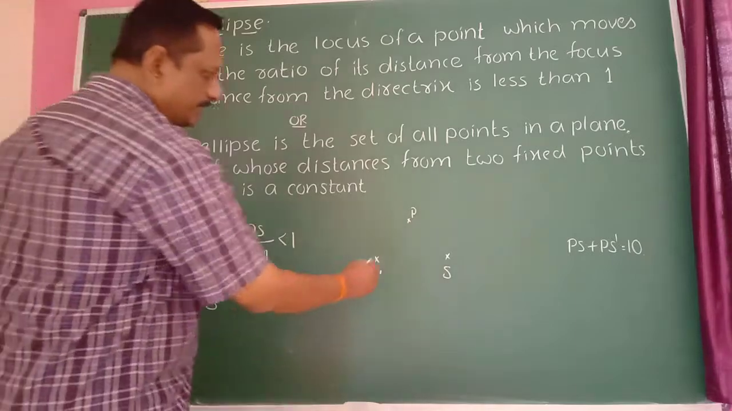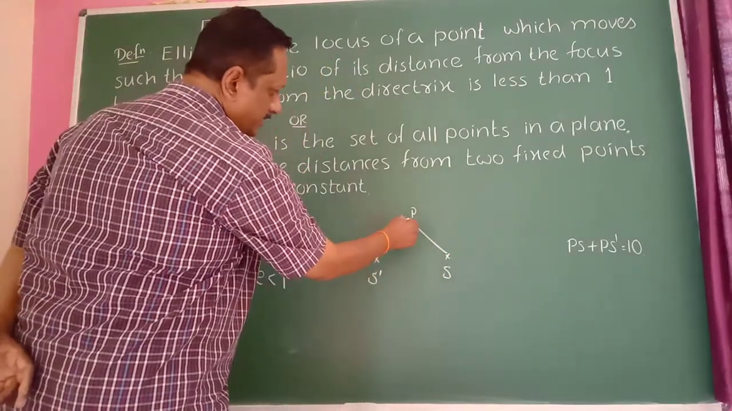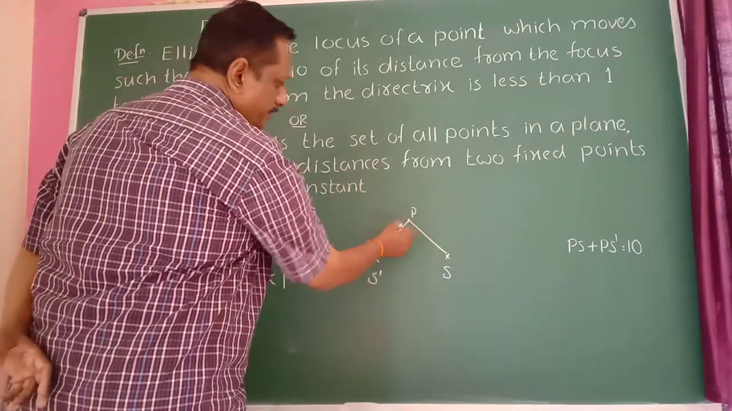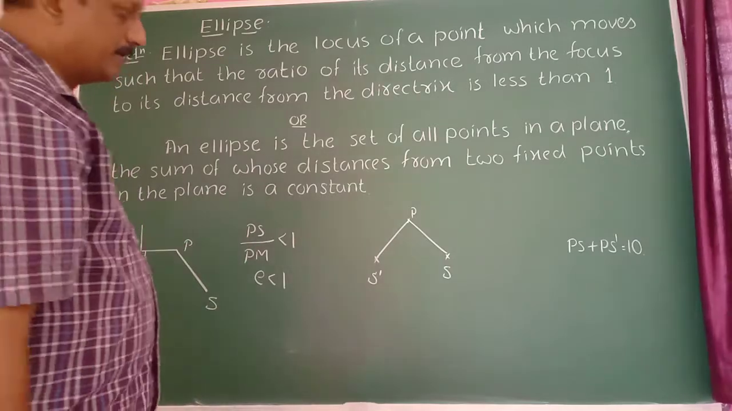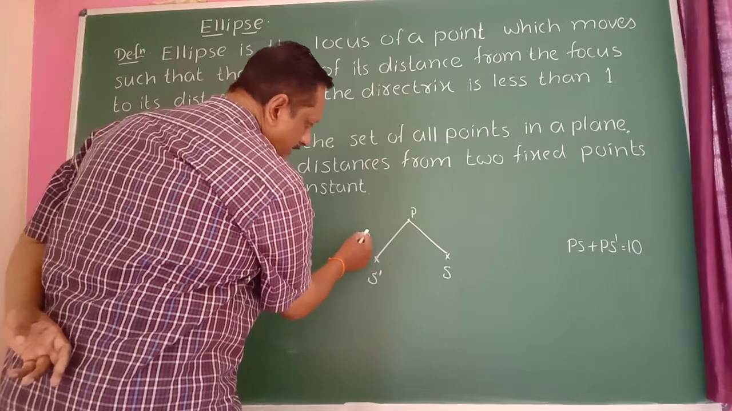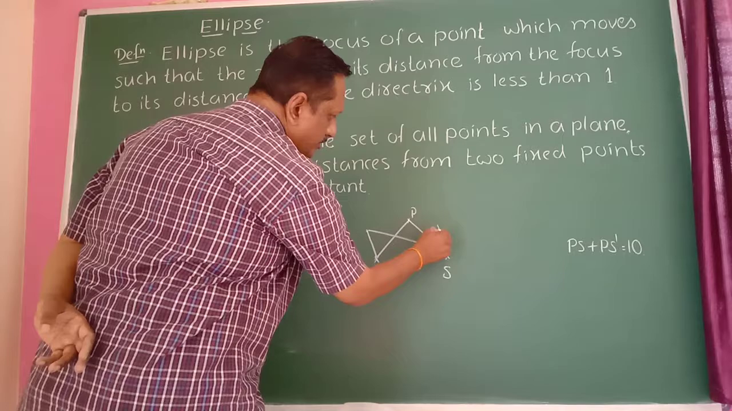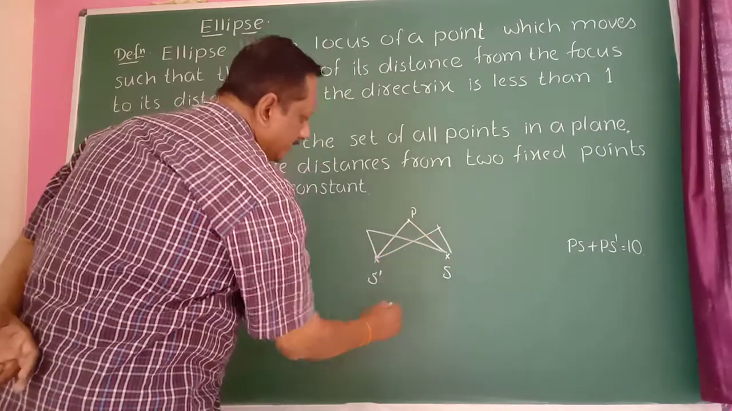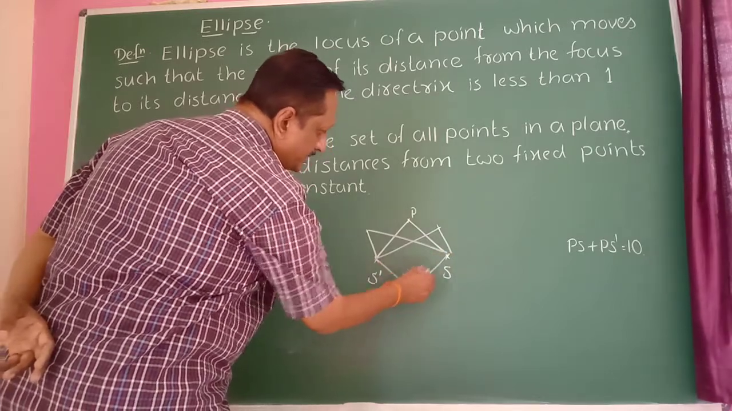Means PS has a length of 5 units, and PS dash has a distance of 5 units. PS plus PS dash is 10 units, its sum is 10 units. Like that, you choose points so that the sum is always 10 units. There are so many such points, and the sum is 10 units.